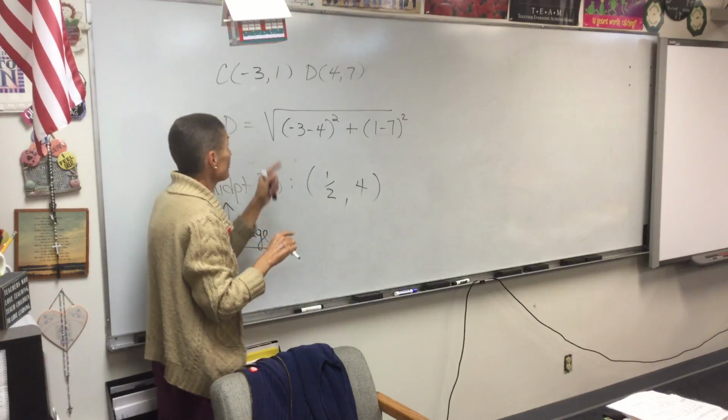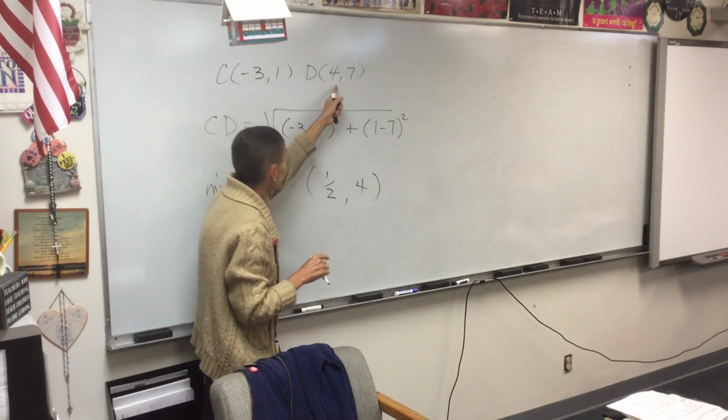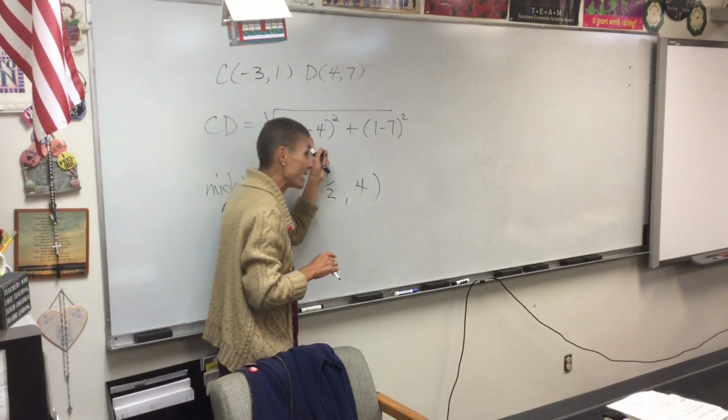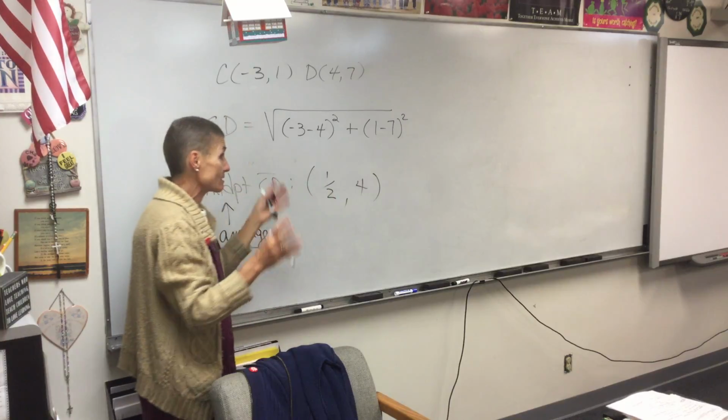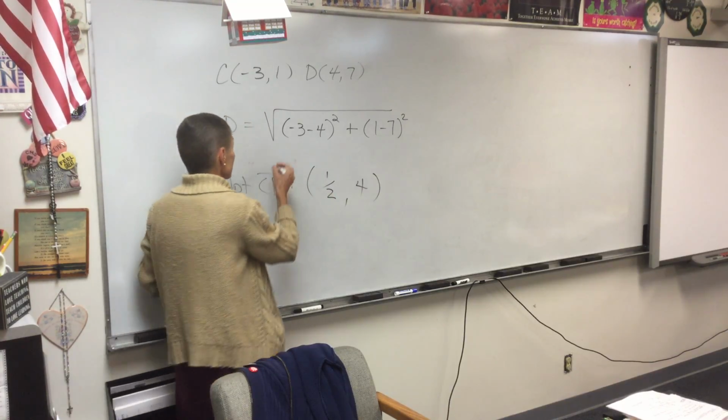And does it matter if, see, I took C minus D. Could I have done D minus C? Yes, it makes no difference because you're going to square the answer, so it doesn't matter what order you subtracted, because the negative will disappear.